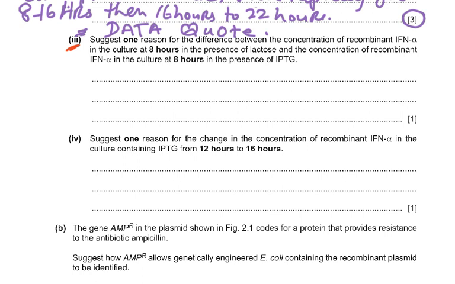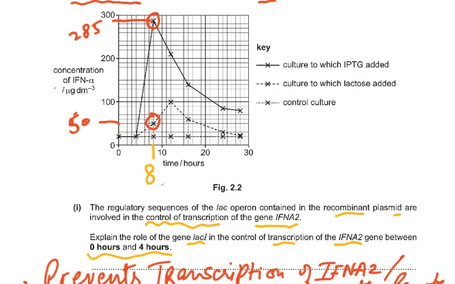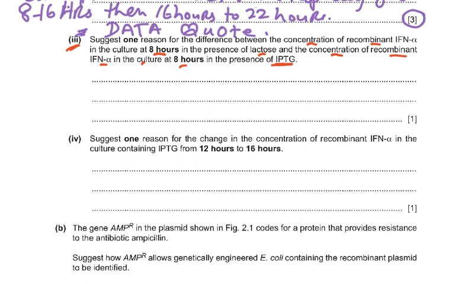Part 3 says suggest one reason for the difference between the concentration of recombinant IFNA in the culture at 8 hours in the presence of lactose and the concentration of recombinant IFNA in the culture at 8 hours in the presence of IPTG. As you can see, at 8 hours, the culture to which lactose was added is only 50. The culture to which IPTG was added is 285. So the question they've asked you is, suggest one reason for the difference in the concentrations. And you can see there's a lot of difference in it.